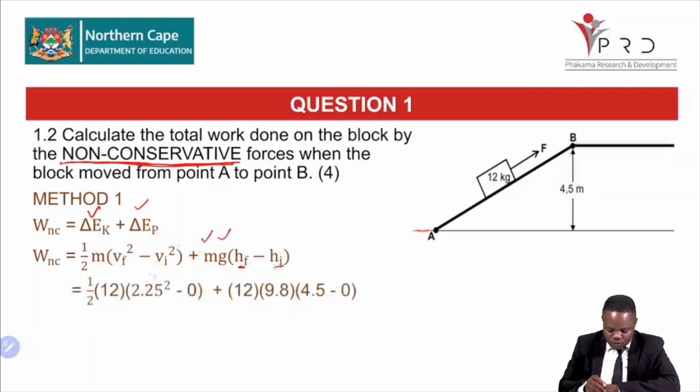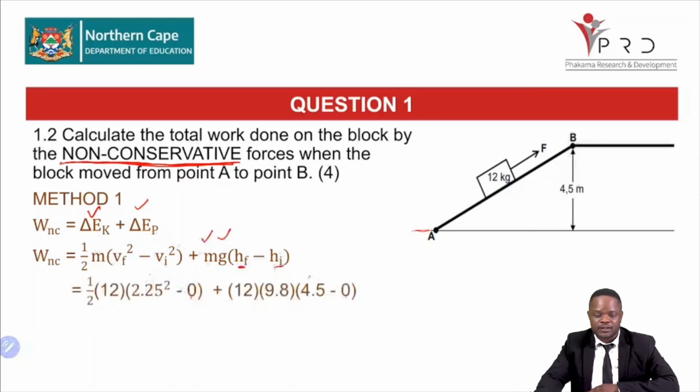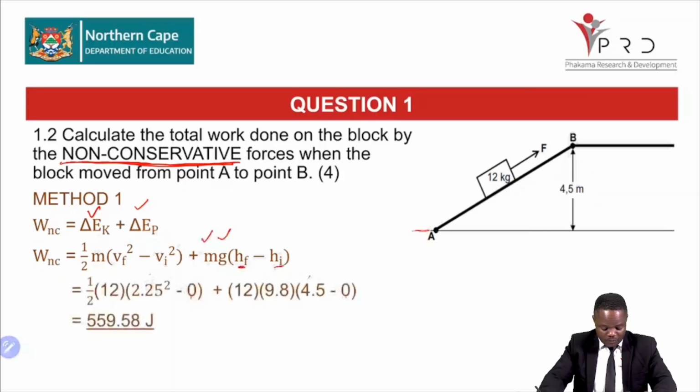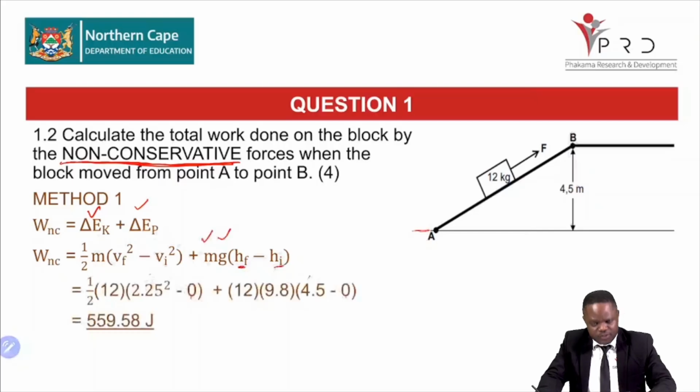Final velocity, 2.25. Initial velocity, 0. Final height, 4.5. Initial height, 0. And then the job is for your calculator. And we get 559.58 joules. Right, grade 12.